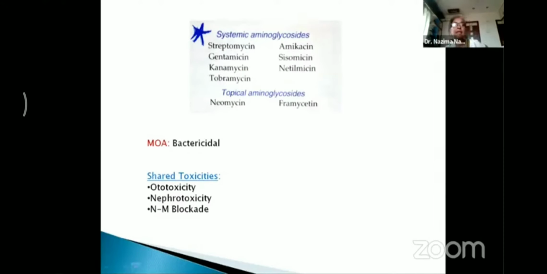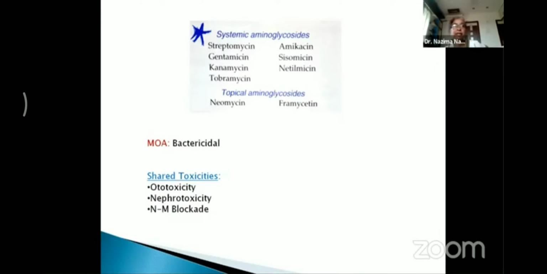They are classified into systemic aminoglycosides and topical aminoglycosides. Systemic aminoglycosides, we have streptomycin, gentamicin, kanamycin, tobramycin, amikacin, sisomycin, and netilmycin. Topical aminoglycosides, we have neomycin and pramycetin. Now, these topical aminoglycosides are too toxic to be used systemically, and therefore they are not used systemically. As we have seen, they act by inhibiting the bacterial protein synthesis. They have a cidal action.